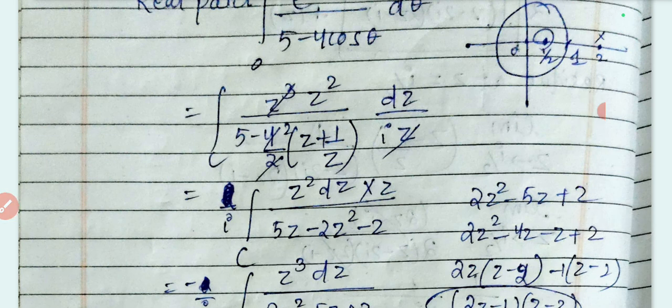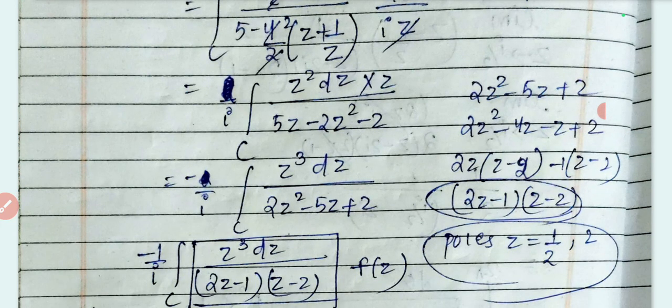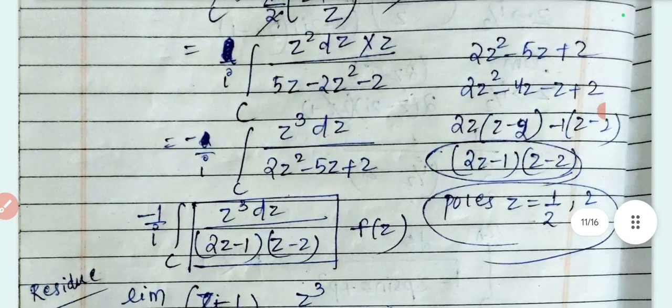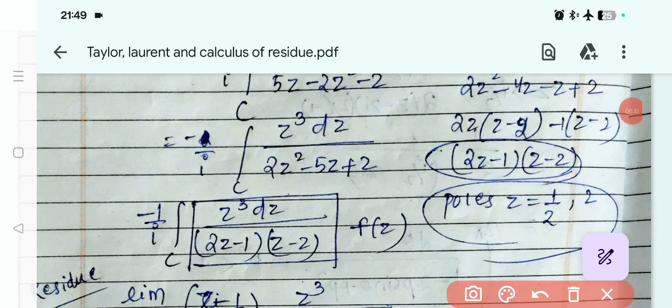Find the poles. In place of cos theta, put 1 half (z plus 1 by z). Solve the equation and make it a quadratic equation. Take minus 1 by i outside. The quadratic equation is 2z square minus 5z plus 2. These are the two factors of the quadratic equation. What are the poles? Make each factor equal to 0. The poles will be half and 2.